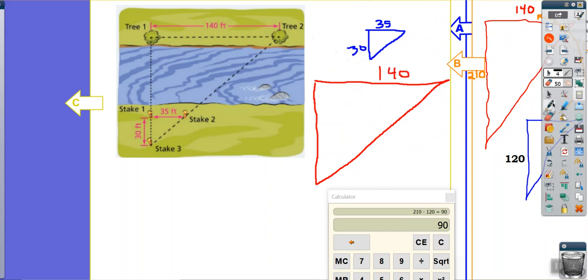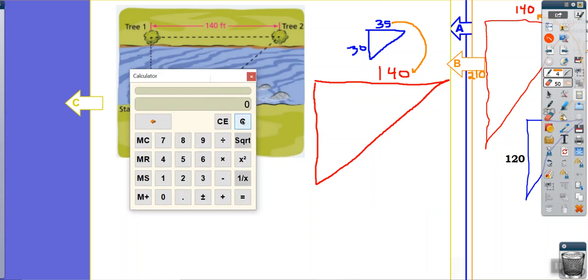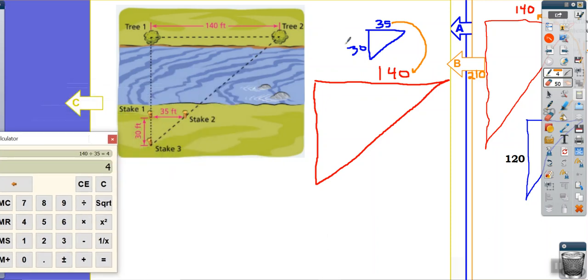So what did I multiply 35 by to get 140? Well, I gotta tell you, that doesn't really roll off the tip of the tongue, that answer. So I'm gonna go ahead and divide 140 by 35, and I get 4. So that means the scale factor is 4. So if I multiply 4 times 30, now that's a little easier to do in my head. 4 times 30 is going to be 120.